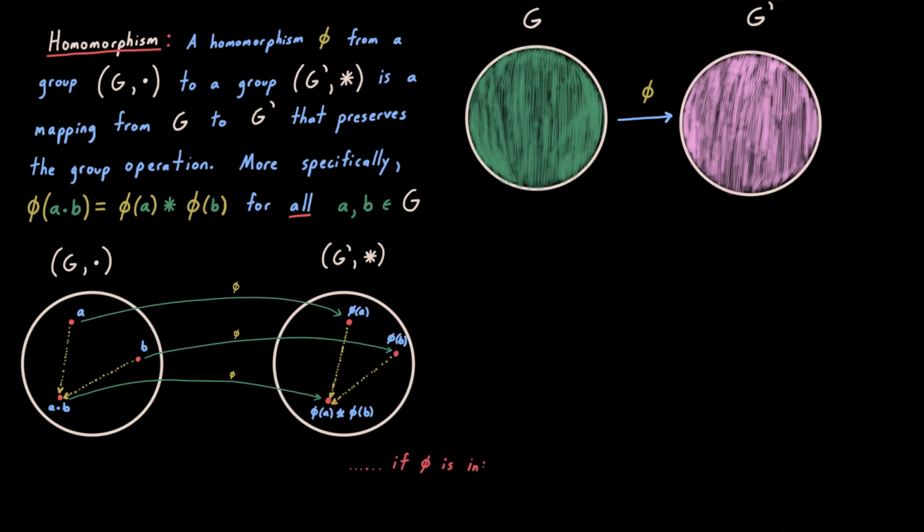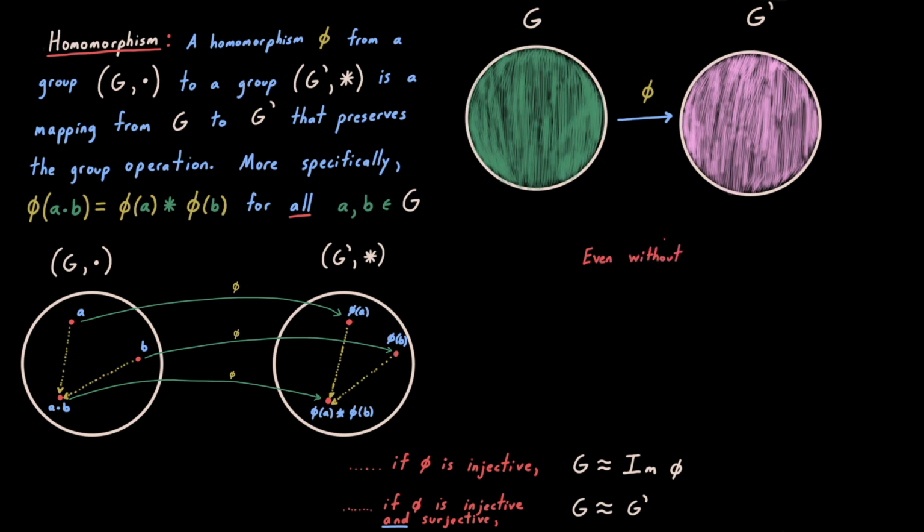Now, something interesting happens if phi is injective. If phi is injective, what that means is that there is a piece, a part, a subset of G prime that has the same internal structure as G. In other words, G is isomorphic to the image of phi. Moreover, if phi is injective and surjective, that means G and G prime have the same internal structure. And this picture on the left nicely illustrates this fact visually. The same internal structures means that two groups are isomorphic.